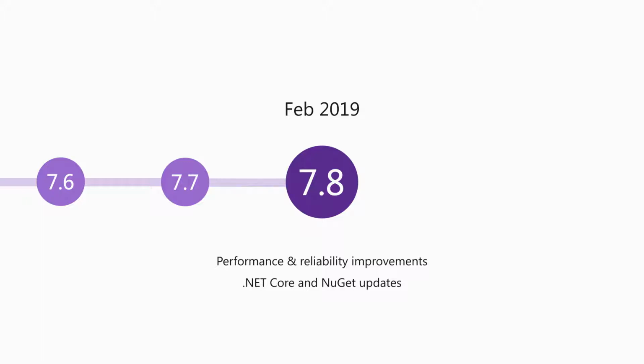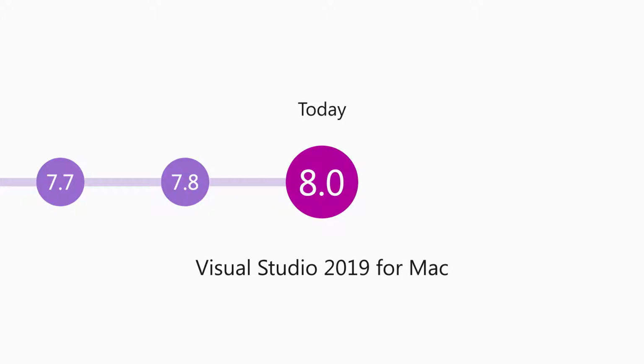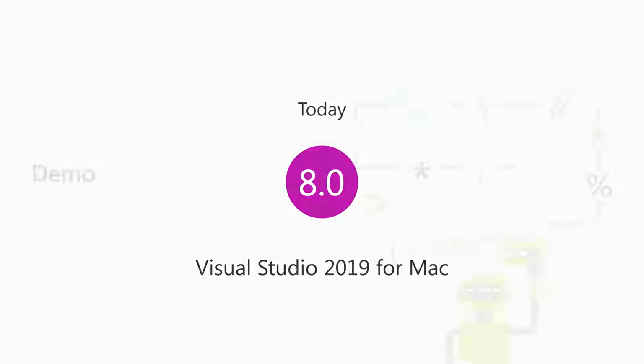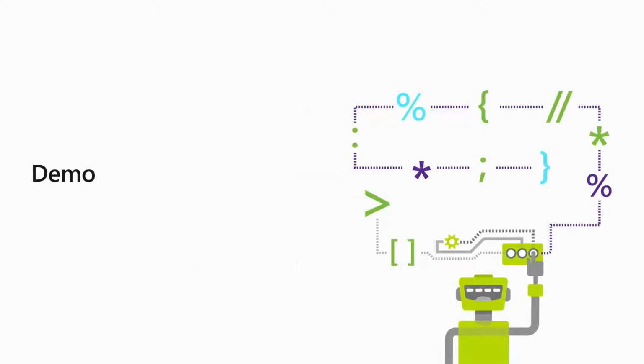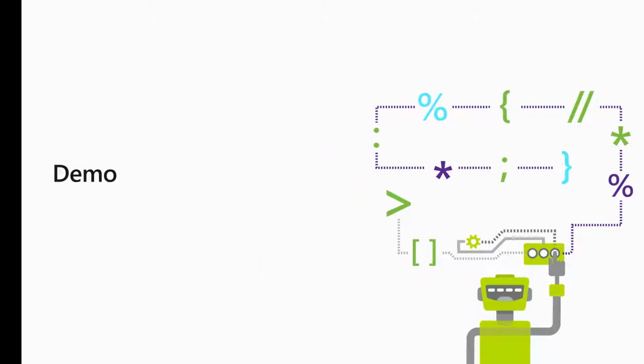Though over the whole 7X life cycle, we have made major performance and reliability improvements in every release, because we've heard that those are very important to everyone. So that brings us to today. We are releasing version 8.0, which is Visual Studio 2019 for Mac. And so I'm just going to go straight into a demo.